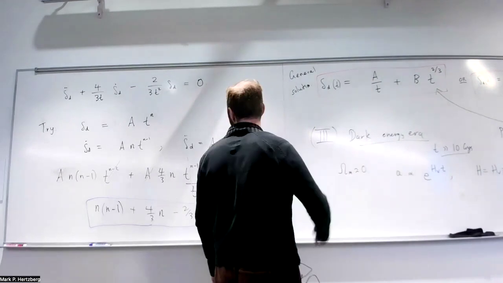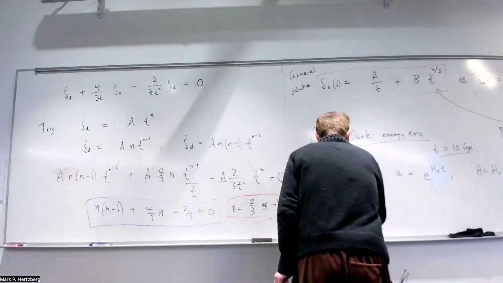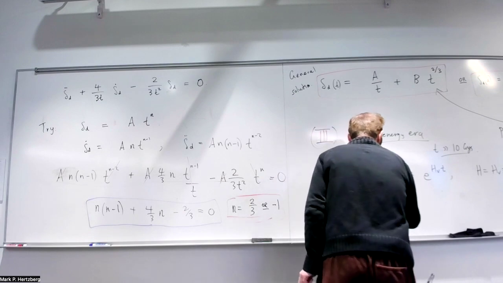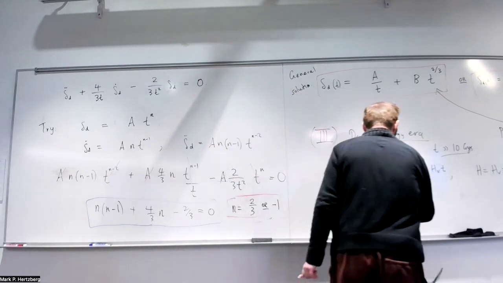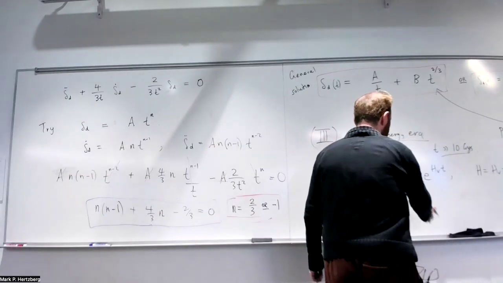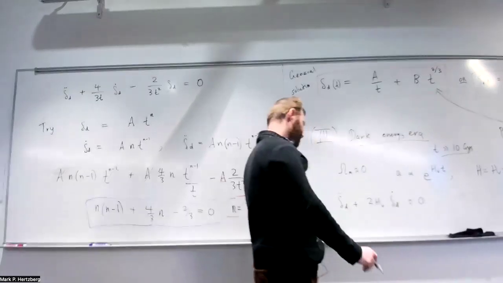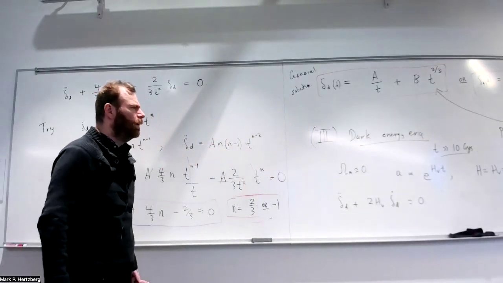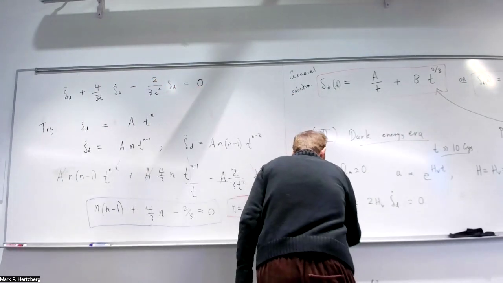Okay, so then our differential equation is delta double dot plus 2H, and I'll put a V subscript to remind us it's a constant, times delta dot. The other term is negligible in this era. We can write down the general solution of this equation.